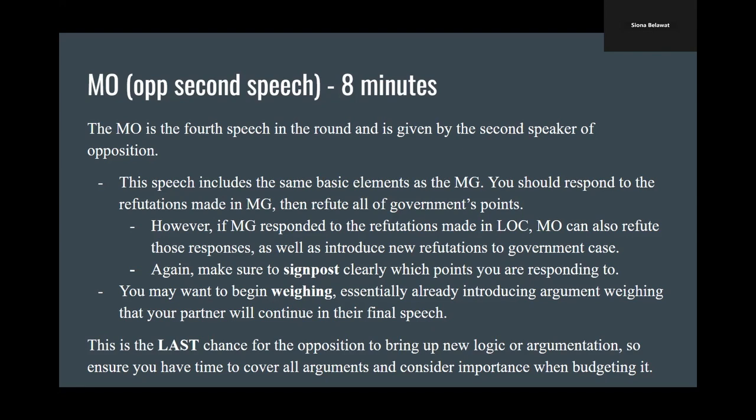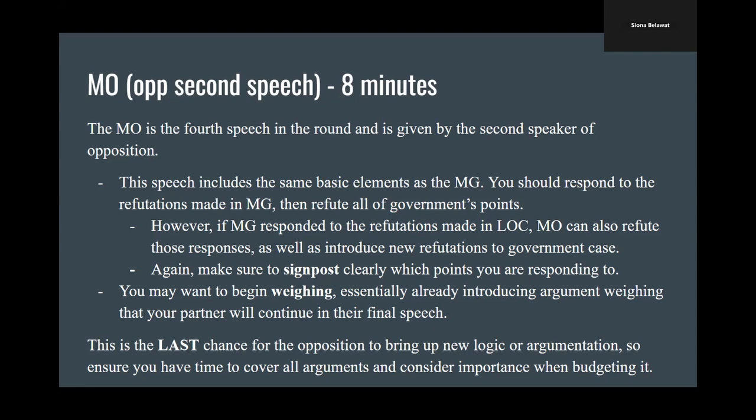So this is the last chance for the opposition to bring up new logic or argumentation. Yes, I said that you are not supposed to make absurdly new arguments, but that is only if it does not fit into the theme. You are allowed to make new arguments, especially because the gov just went down and made new arguments to your case. You are allowed to bring out new logic, but make sure that it fits into the theme of the framework, into the general debate round that is going on.